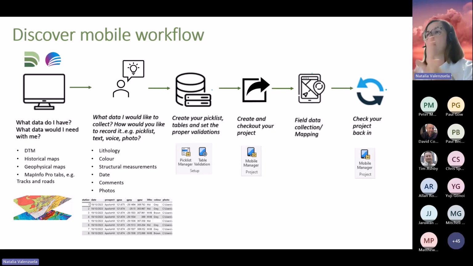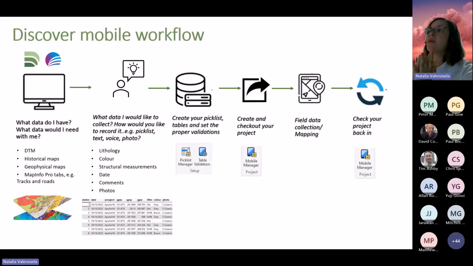Now, once you are happy with your project, you have set all your validations, and everything is working well, you're going to check out your project and bring it to your mobile. You can do this by Wi-Fi or by connecting directly. Once you check out the project, you're ready to go, and the project will appear on your phone. Then you start doing all the data collection, and I'm going to show you some examples of how to do that. And once you finish collecting, you're going to bring the project back.